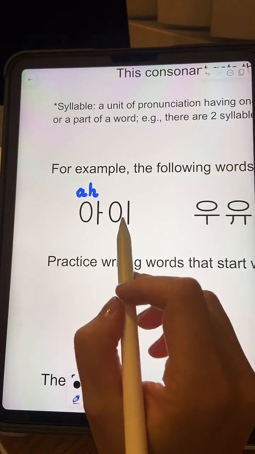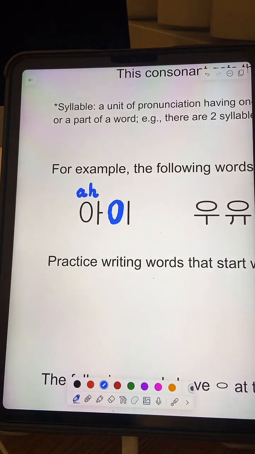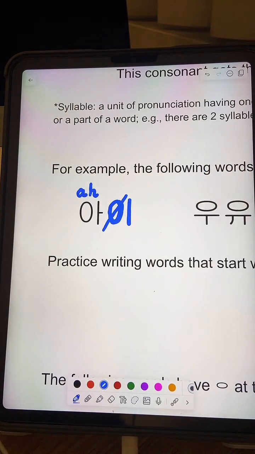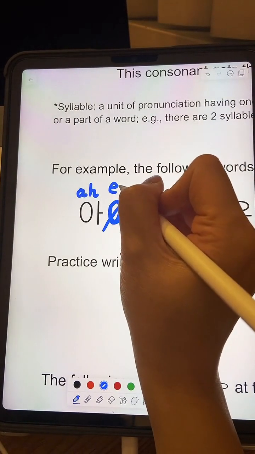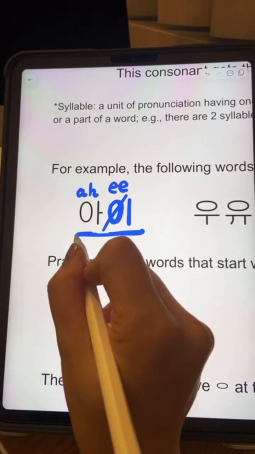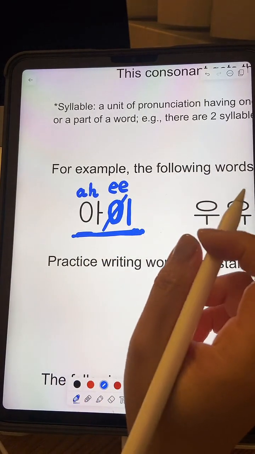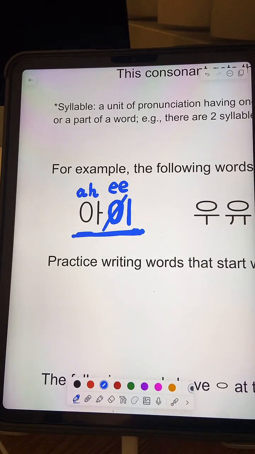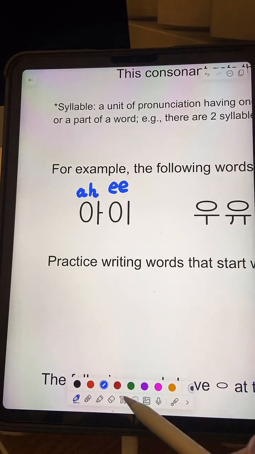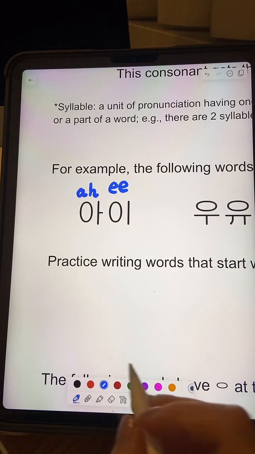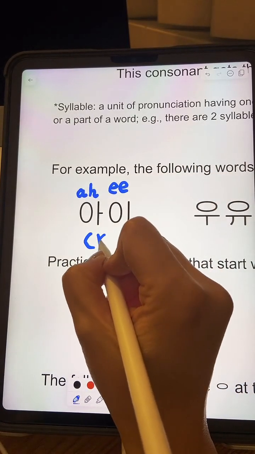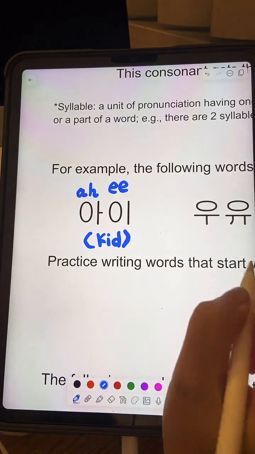Good. And then let's go on to the next syllable. What is this again? Silent, right? So kind of forget about it. What vowel? E. Great job. So we have I. And you know what I means? It means a kid. 네. I. Oh, what a cute I.